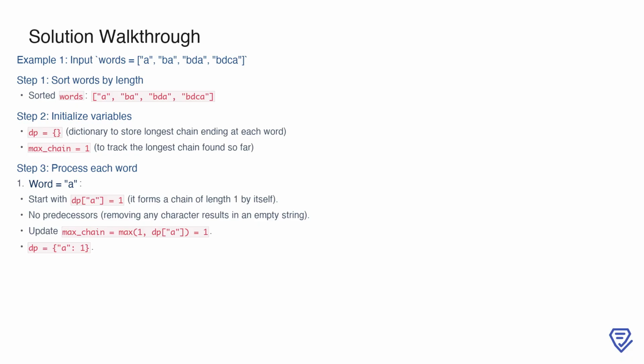For the word a, we begin by assuming it forms a chain of length 1 by itself, so we set dp[a] equals 1. Since a has no predecessors, removing any character results in an empty string, there are no updates to make. We then update max_chain to the maximum of its current value and dp[a], which remains 1. At this point, our dp dictionary is {a: 1}.